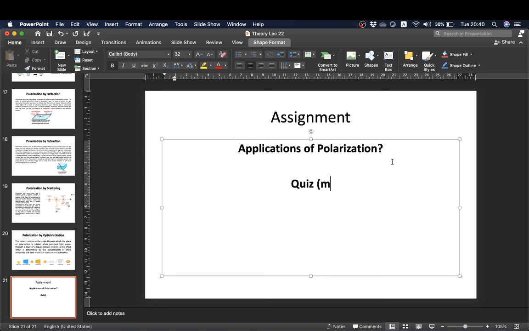So here I can write: quiz on coming Monday, and that will be MCQs or blanks. You can say objectives. And you need to prepare lecture 21 for the quiz. That will be on Monday, and it will be MCQs and blanks, and it will not be quite big, it will be only a 10 marks quiz.